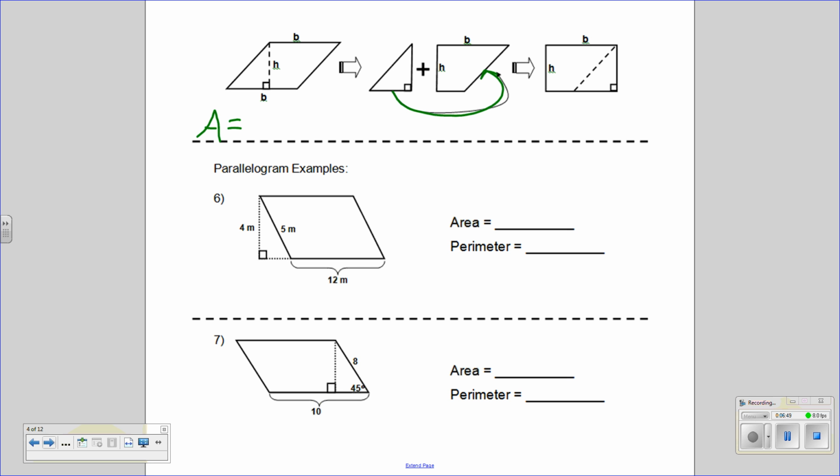And so in this case, we just learned the area of a rectangle is length times width, and in that picture, the length is the base and the width is the height. So to find the area of a parallelogram, you do base times height. And then for the perimeter, you can do kind of the same thing as the rectangle, because opposite sides are congruent. Or you can just add up all the sides, of course.